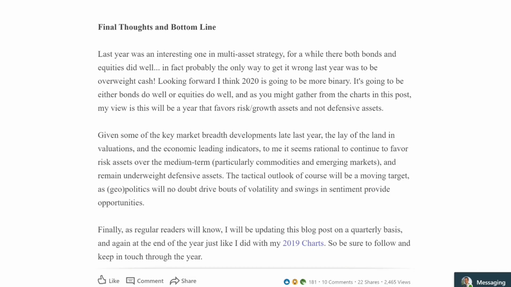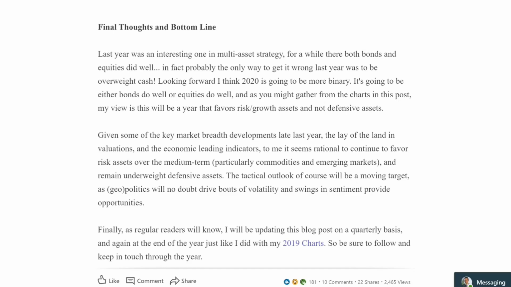Looking forward, I think 2020 is going to be more binary. It's going to be either bonds do well or equities do well. And as you gather from the charts in this post, my view is that this will be a year that favours risk and growth assets and not defensive assets.